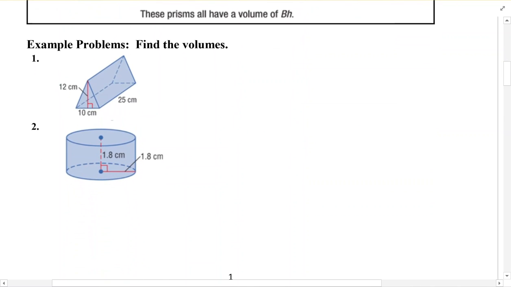For our first example problem, the base is going to be the triangle. So to calculate the area of the base, it'd be 1/2 times the base of the triangle, which is 10, times the height of the triangle, which is 12. So the base is 60 centimeters squared.